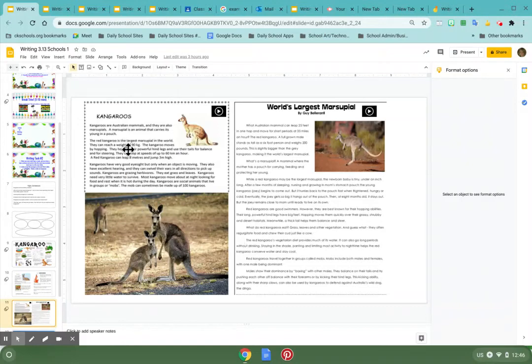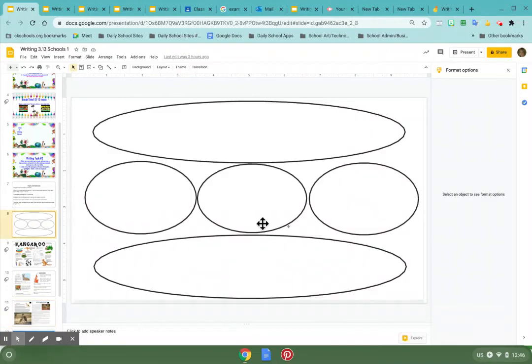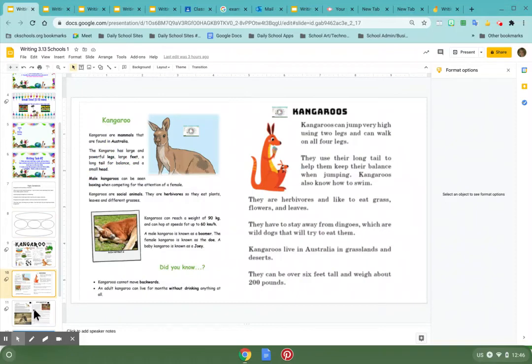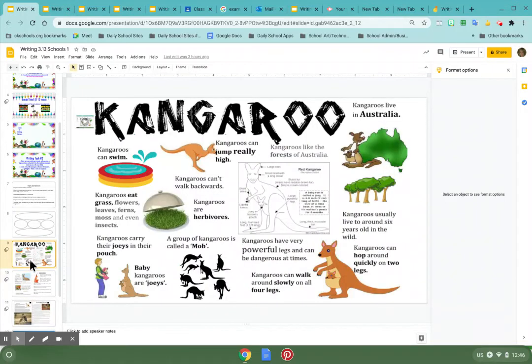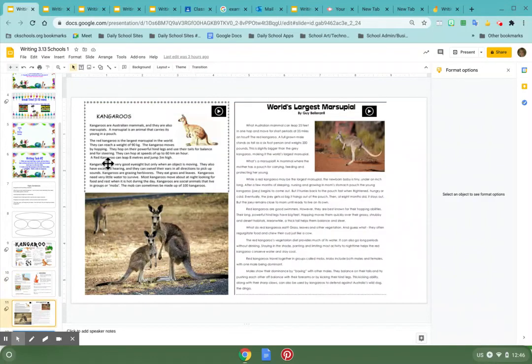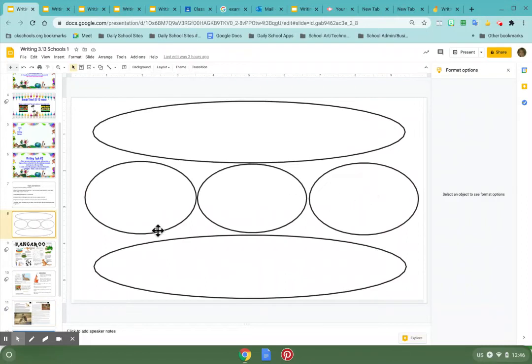Maybe you want your third paragraph, or not your third paragraph, but your third interesting fact to be all about their size. Okay. So there's information right here on their size. There's information, all in here about their size. All right. And maybe that's what you want to do right here. Or maybe you want to talk about how they live in groups or something. Or you want to talk about how high they could jump right in there. This is your option. All right.